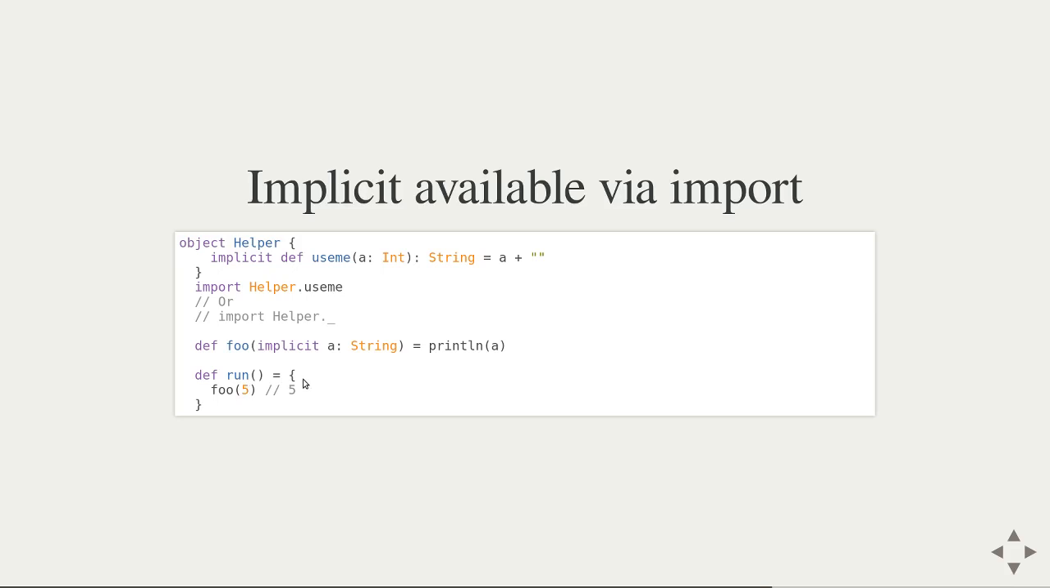If I did not explicitly provide the 5 here, if I just had an integer variable called useMe whose value was 5, and then I try to call foo and let it depend on the implicits, because there is no implicit string available to me, it will fail. It will not look for an implicit integer that it can convert to a string implicitly. It won't chain the implicits like that. Which is why here I have to explicitly provide the 5 and the parameter list.